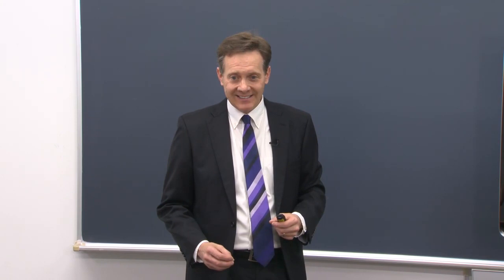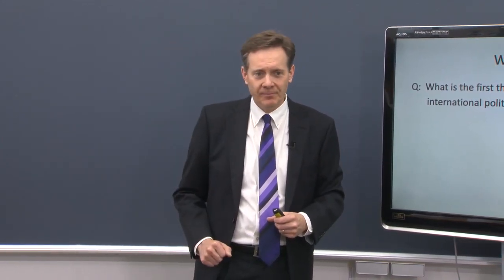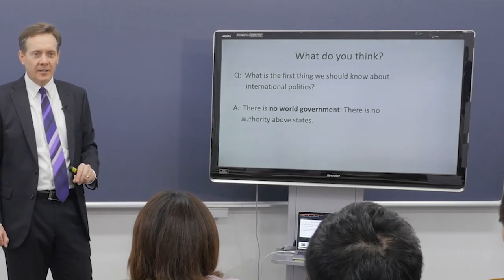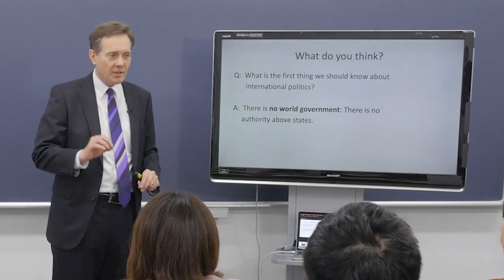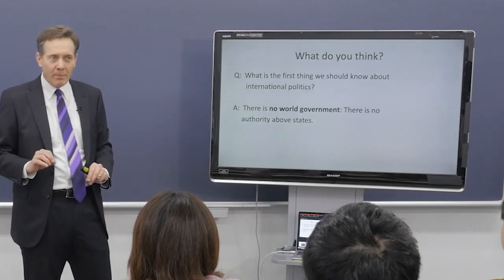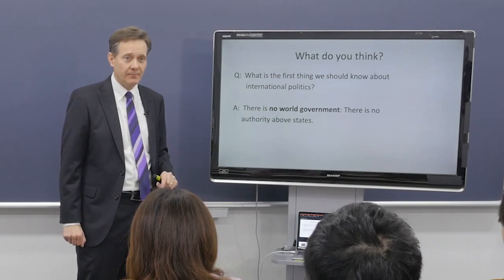The government of Japan, the Japanese state, who is above? Which government is above the Japanese government? Which government is above China's government or the government of the United States? Do you know? Well, there is no government above anybody else. There is no world government. So the first basic part of international politics is the fact of states. And the most important thing to know about the international system is there's no international government. There's no world government. There's no authority above states.